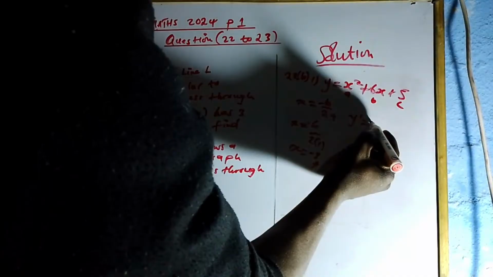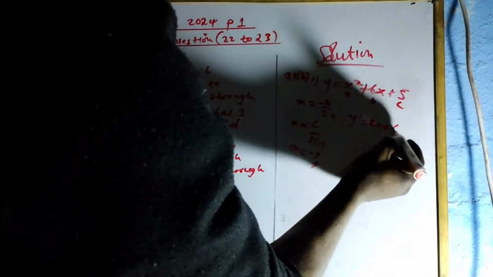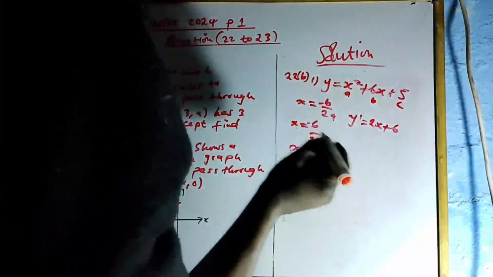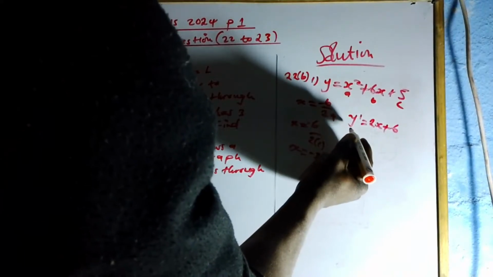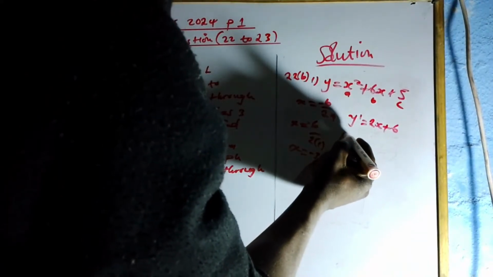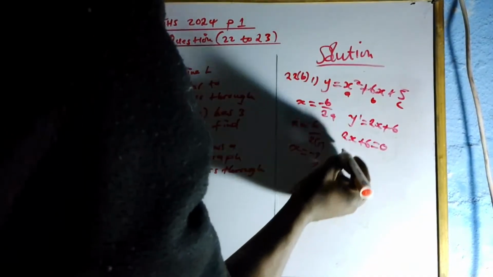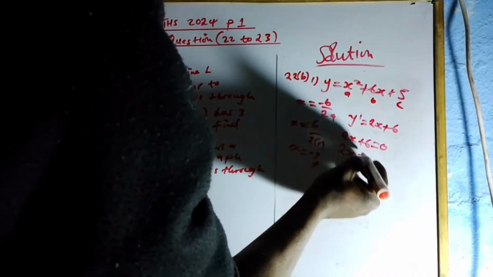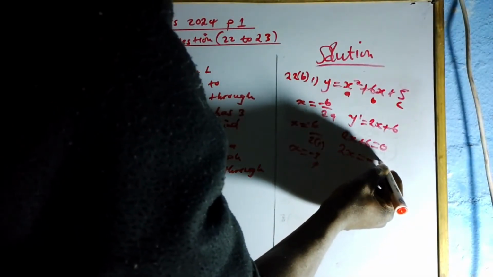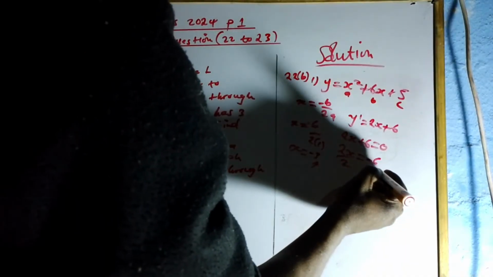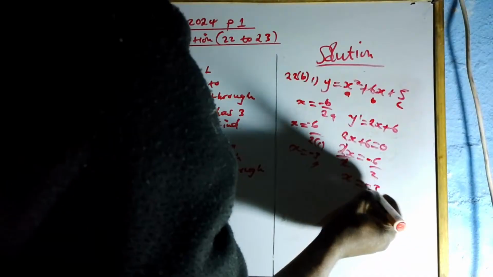When you differentiate, you're going to have 2x plus 6, just 6 here. When you set y to be equal to 0, you're going to have 2x plus 6 equals 0. Then 2x equals 6 crossing the sign to be minus 6. Then you divide throughout by 2, and x equals minus 3.